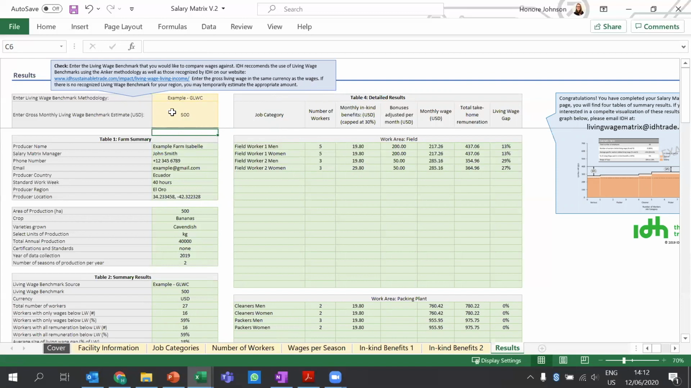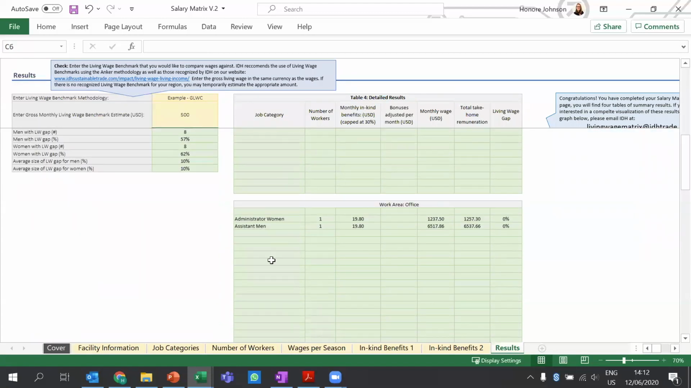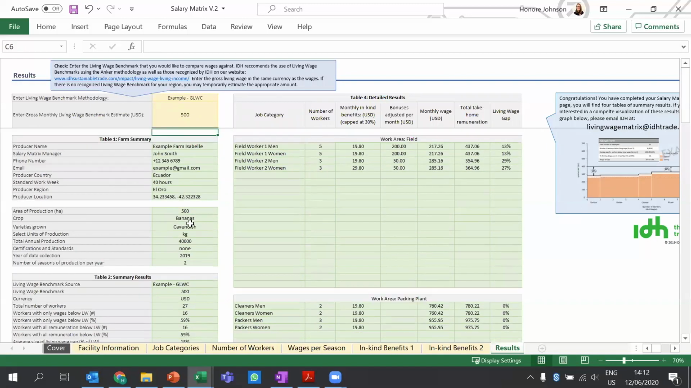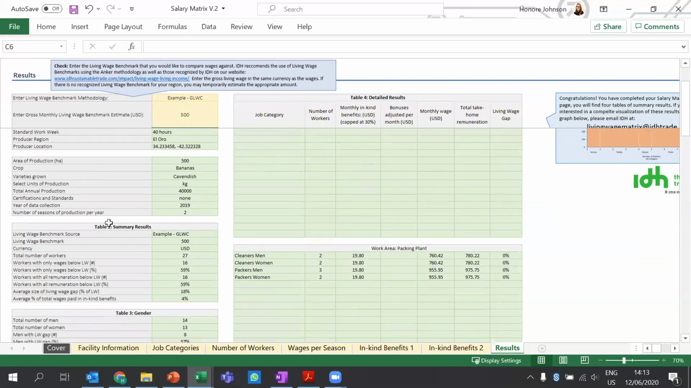Once we complete the living wage benchmark, we will see the living wage gap is calculated for all the workers in the plantation. Again, these workers are divided by the specific work areas. You will also see the results listed here in green that are the same as were entered on the Facility Information tab. And then under Table 2, you will see summary results. So here again, you will see the listed living wage benchmark source, the amount, the currency, total number of workers in the facility, as well as a number of results listed here.